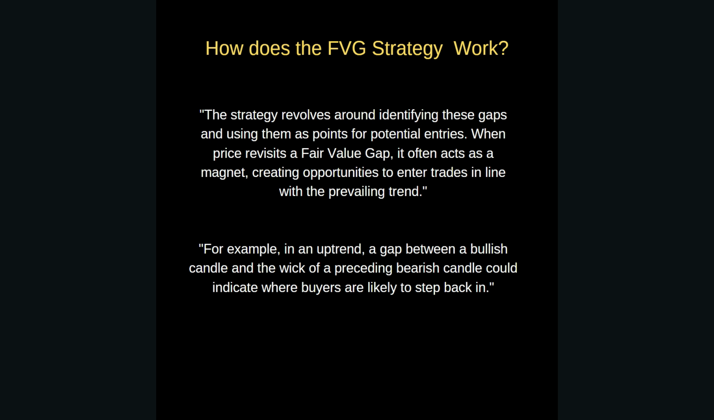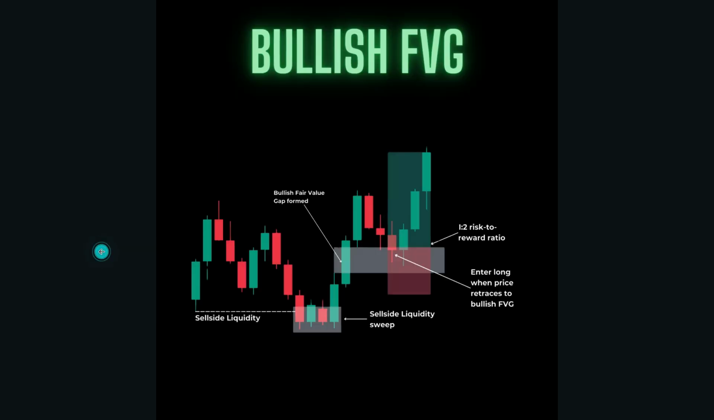So basically the strategy revolves around identifying these gaps and using them as points for potential entries. When price revisits a fair value gap, it often acts as a magnet, creating opportunities to enter trades in line with the prevailing trend, just like I showed you in that previous example. And then it says, for example, in an uptrend, a gap between a bullish candle and the wick of a preceding bearish candle could indicate where buyers are likely to step back in. So back to the example, what it's talking about right here is candle 1, candle 2, candle 3. The space in between is the bullish fair value gap. That's how it's formed, and that's where it's indicated by this gray box.